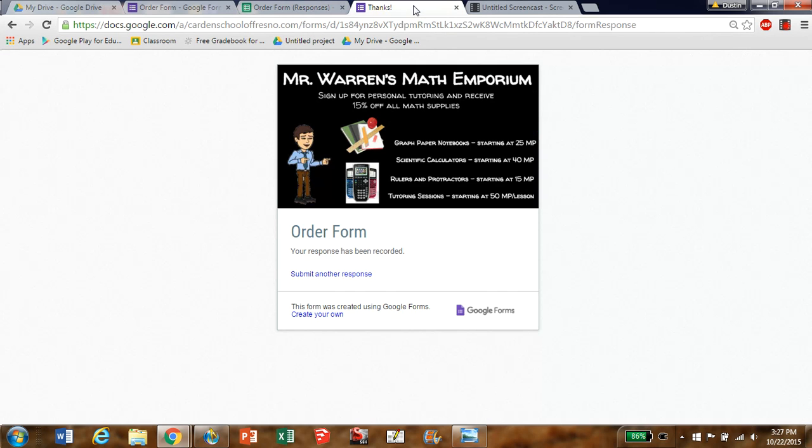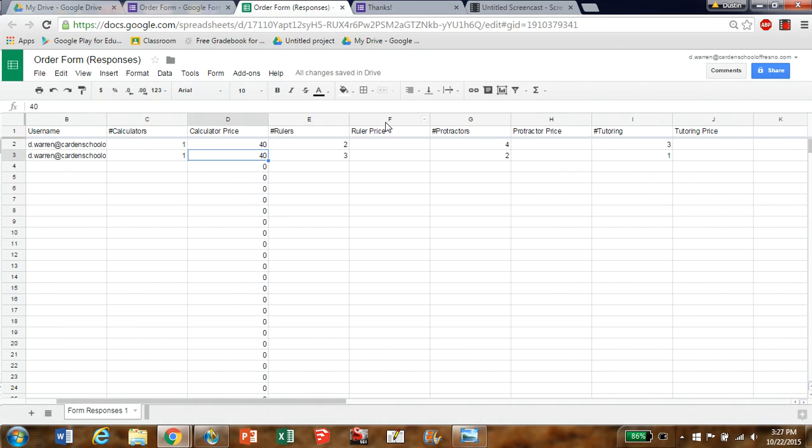Okay, let's see, rulers cost 15 math points. So I'll do the same thing here. I'm going to say equals array formula. I'm going to denote this column, which is E2 through E. And remember, for through, we're using a colon. I'm going to multiply that times the price for that column. There we go. Okay, so here, 2 rulers cost 30 math points, 3 rulers cost 45.